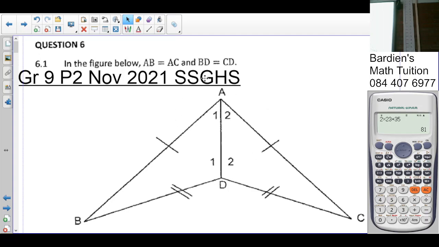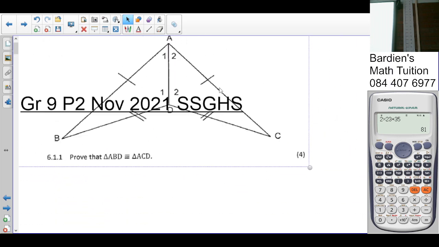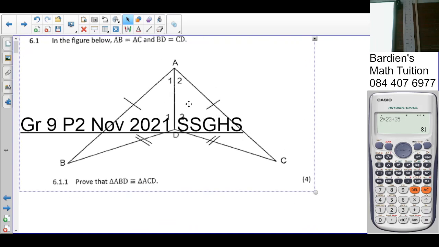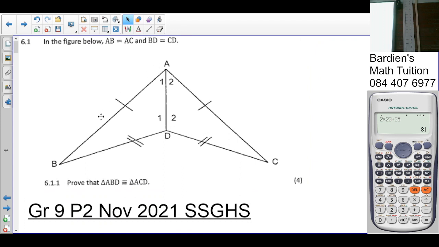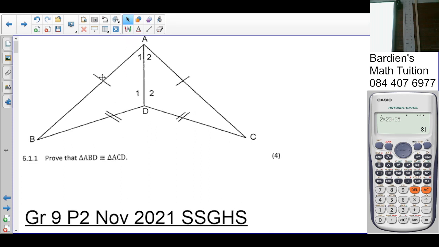Right. So in question 6 we are told that in the figure below, AB is equal to AC and BD is equal to DC. The question says you are required to prove that triangle ABD is congruent to triangle ACD. What does congruent mean? They're exactly the same size, exactly the same shape. So congruent means exactly the same size, exactly the same shape.